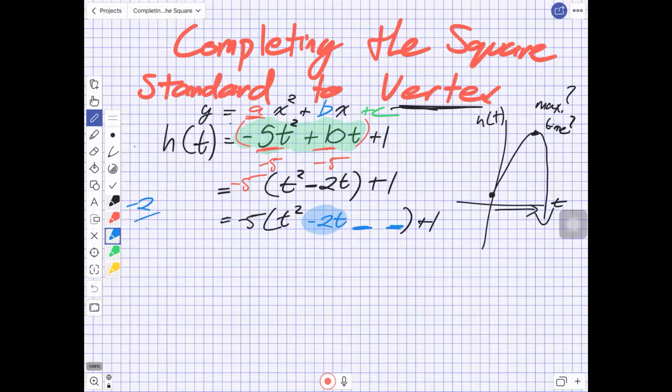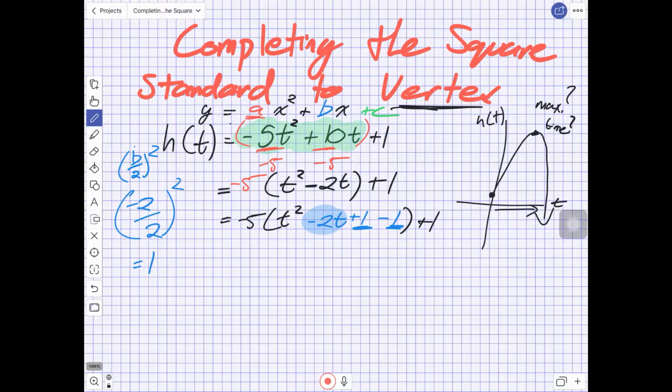-2 divided by 2, squared. Really what's happening here is we take the new b value, you divide it by 2 and you square it. That's the idea here. So in this case, -2 divided by 2 is -1, and -1 squared is just 1. So I'm going to both add and subtract 1. The reason you can add and subtract 1 is because +1 and -1 is 0. So really all we do is add a 0 to this equation.